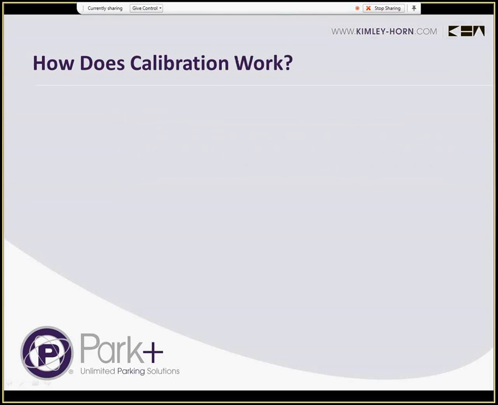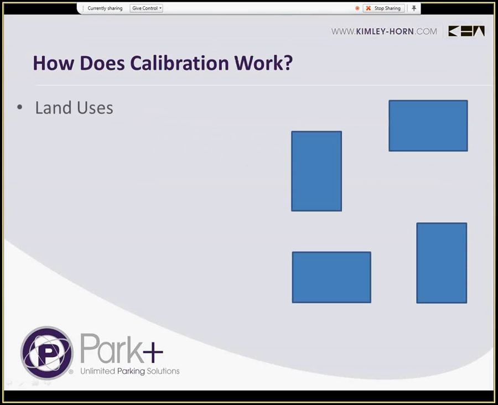All right, so then we ask, how does calibration work? And this is where we're going to see that spatial relationship. So let's take, for example, that in your model you've got a series of land uses. On our screen, we see these blue rectangles representing our land uses. Each of those has specific characteristics, whether that's a restaurant, a residential unit, or an office, and they've all got square footage or dwelling unit characteristics associated with them.